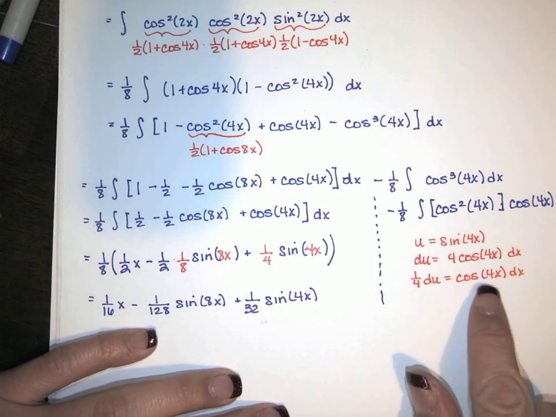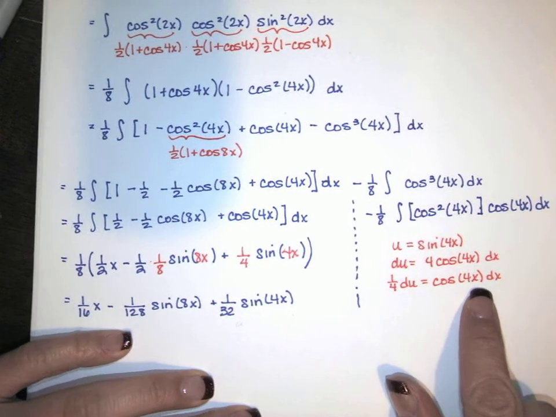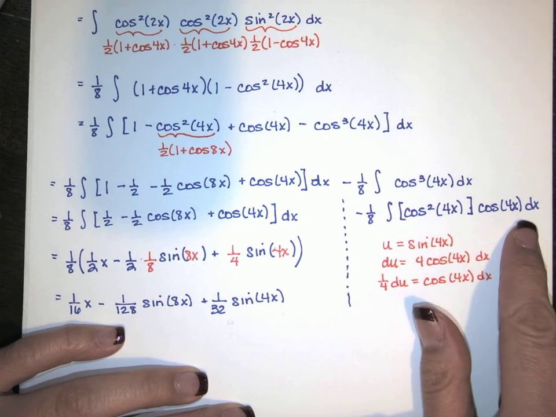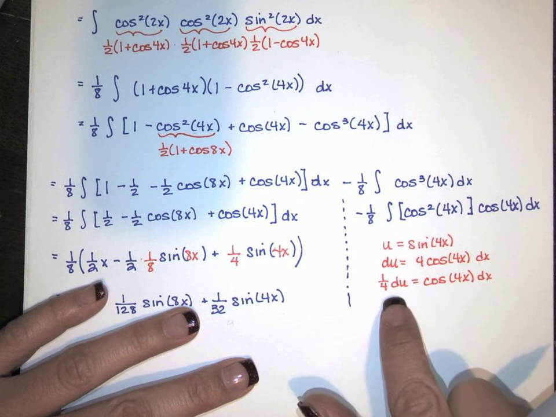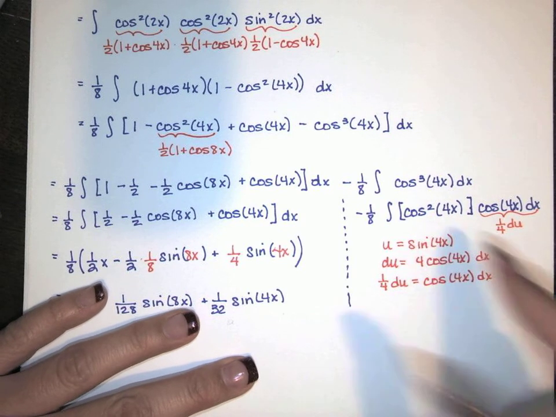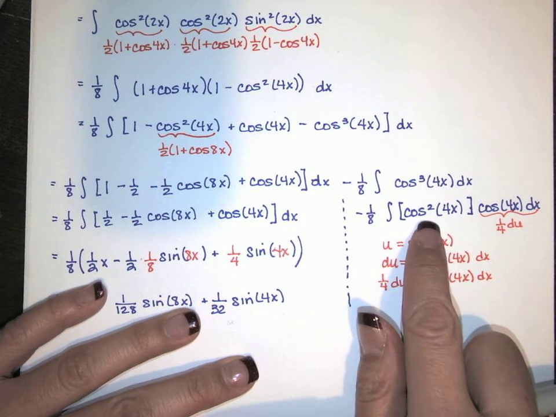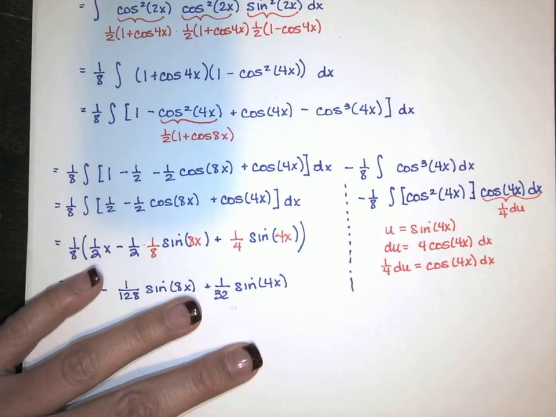And we're doing that again to get this cosine of 4x dx by itself. I've got a cosine of 4x dx right here, that's why I'm trying to match it. So cosine of 4x dx turns out to be 1/4 of du. And then that's cosine squared. But I don't want that in terms of cosine, I want it in terms of sine because u is sine.